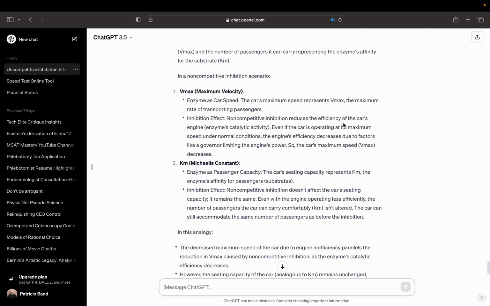Non-competitive inhibition reduces the efficiency of the car's engine, the enzyme's catalytic activity. Even if the car is operating at maximum speed under normal conditions, the engine's efficiency decreases due to factors like a governor limiting the engine's power. So the car's maximum speed decreases. The Michaelis constant, the car's seating capacity, represents Km.